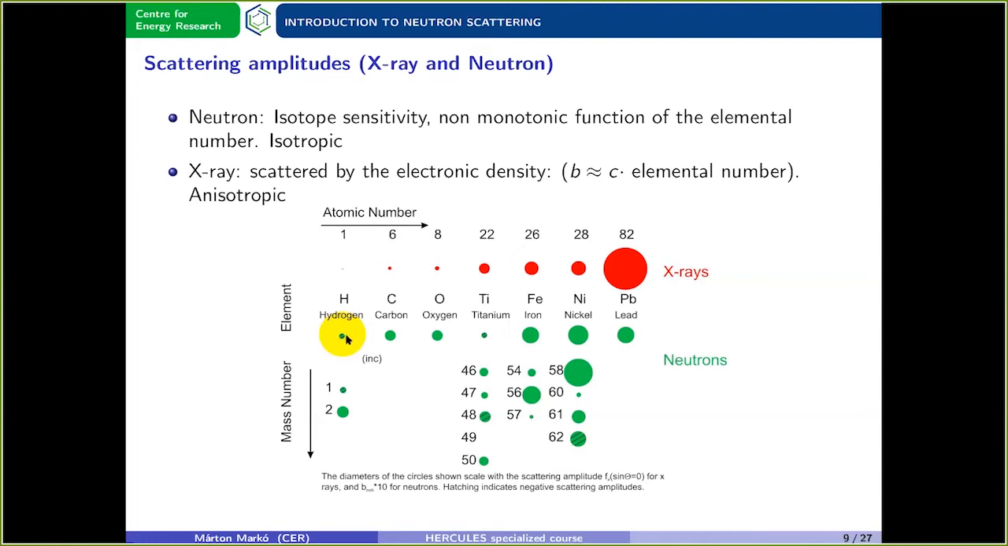And these green and black spots are showing that the scattering length is negative. There is not too much isotope which has negative scattering length, but there are some, and we can use it for isotope substitution.